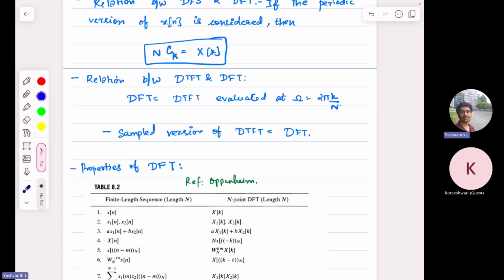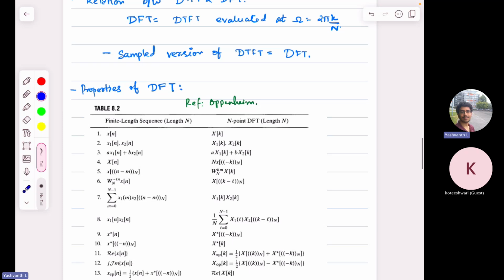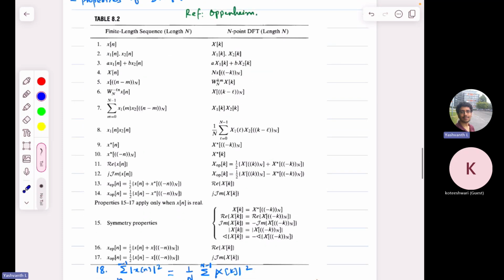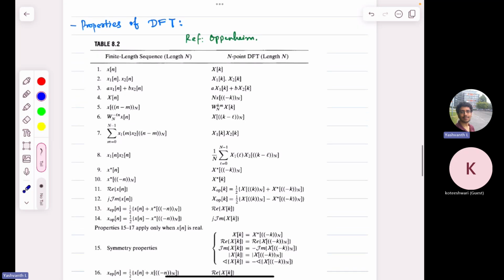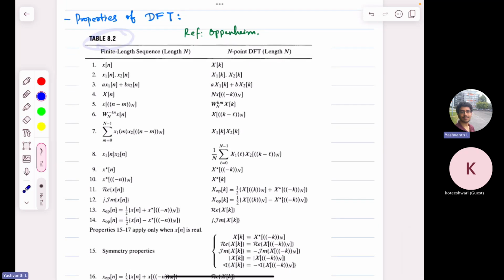Okay, so now, similar to how we have seen the properties of several transforms till now, the discrete Fourier transform also has its own properties, and they are again very similar to the properties of other transforms. So again, I'm pulling out this table from the reference, Oppenheim, Discrete-Time Signal Processing, Table 8.2. Let's say you have x of n, which is a finite length N sequence in the time domain, and let's say its frequency domain DFT is the N-point DFT X of k. And let's say there's x1 of n whose DFT is X1 of k, and x2 of n whose DFT is X2 of k.